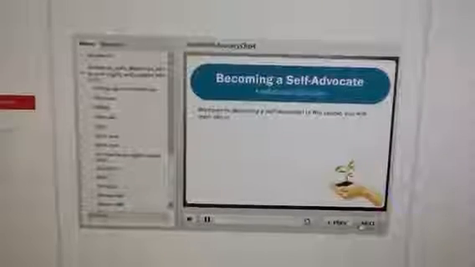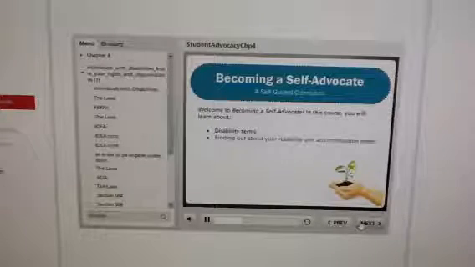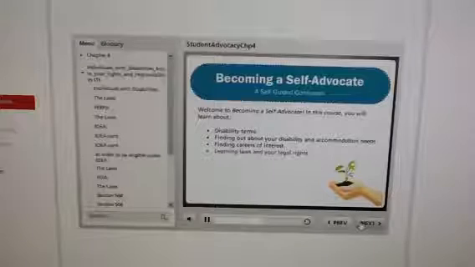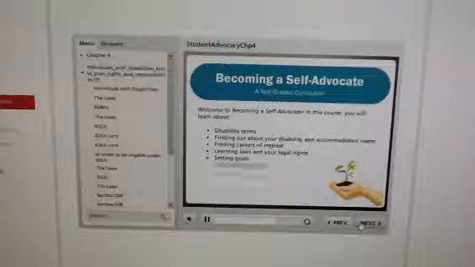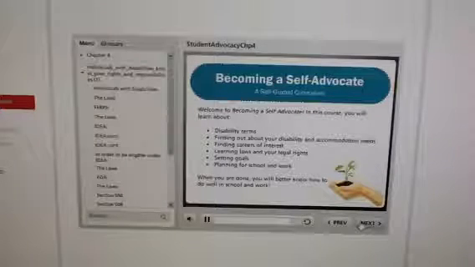Welcome to Becoming a Self-Advocate. In this course, you will learn about disability terms, finding out about your disability and accommodation needs, finding careers of interest, learning laws and your legal rights, setting goals, and planning for school and work. When you are done, you will better know how to do well in school and work.